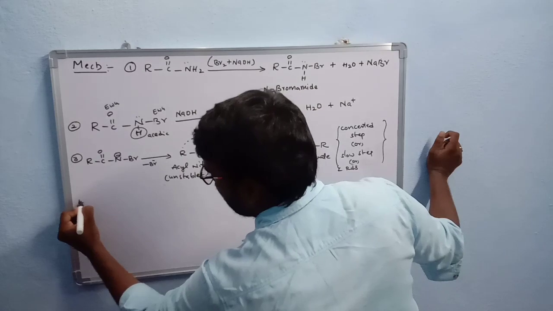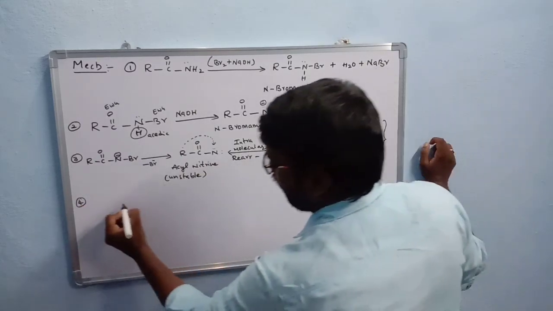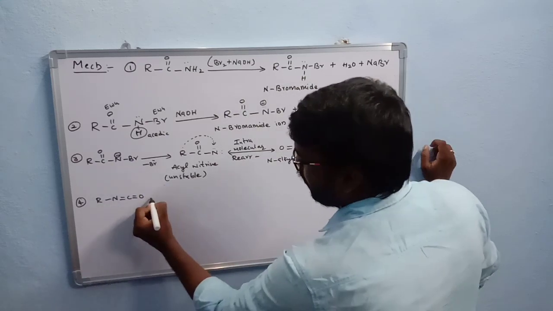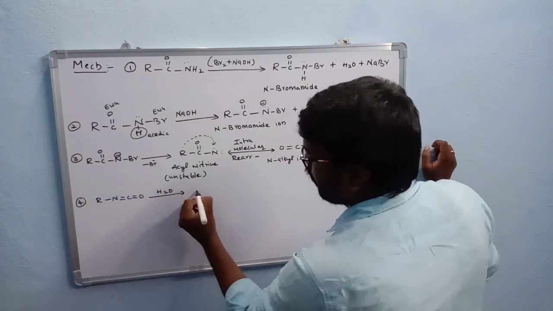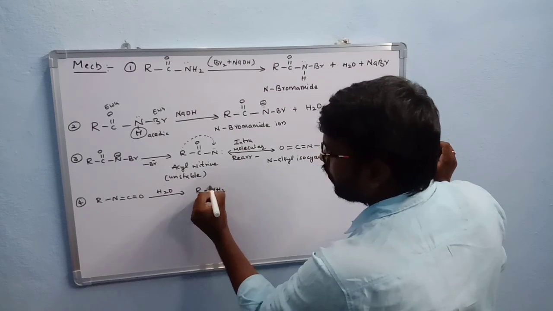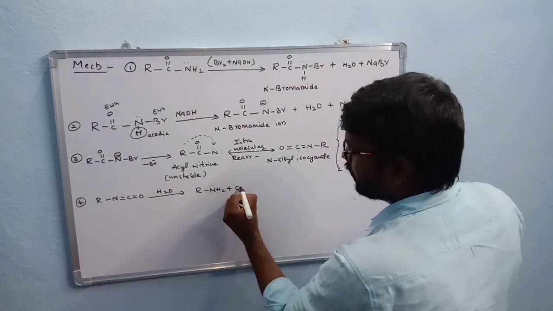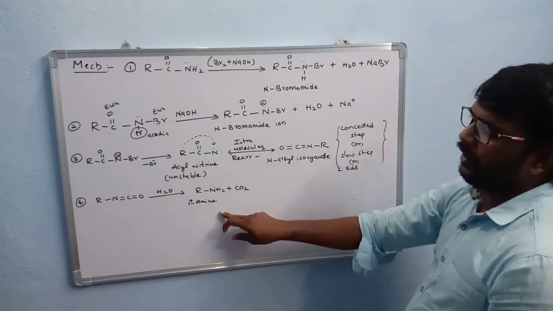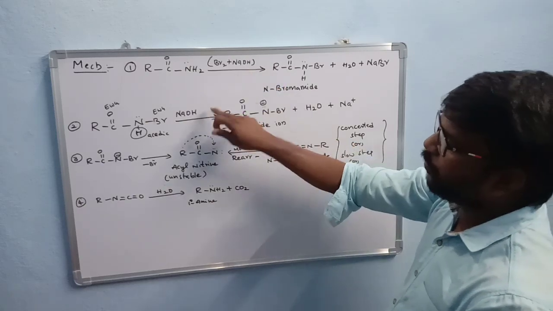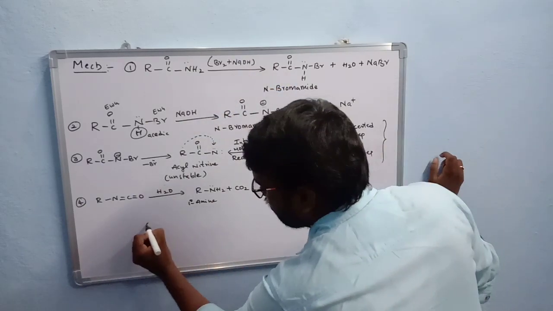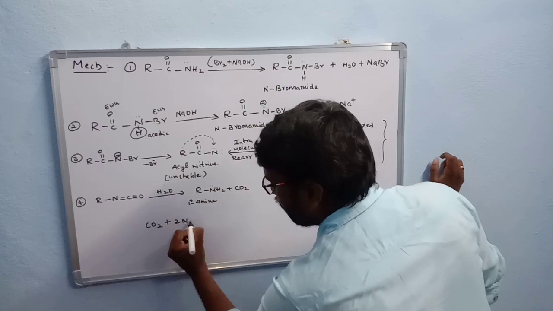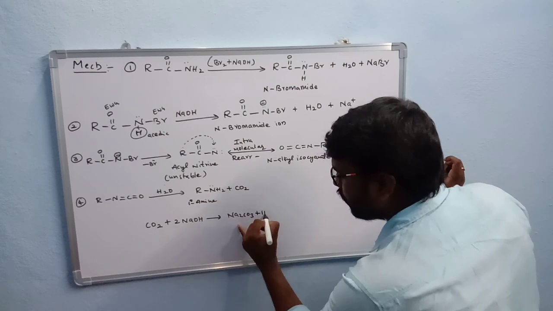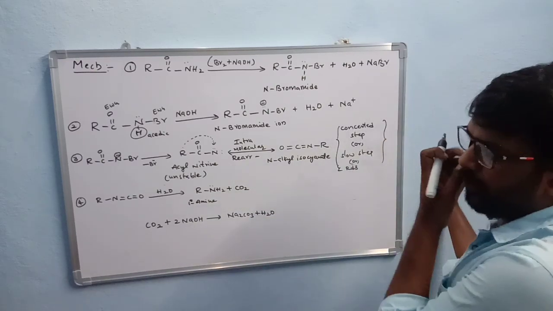And in the fourth step we take this N-alkyl isocyanate, or N double bond C double bond O. On reaction with water, the products we get are RNH2, a primary amine, and in addition to this CO2 is formed. In this total mechanism we use 2 moles of base only. The remaining 2 moles of base are present. This CO2 reacts with the remaining 2 moles of base, and Na2CO3 and H2O are formed. This is the total mechanism of this reaction.